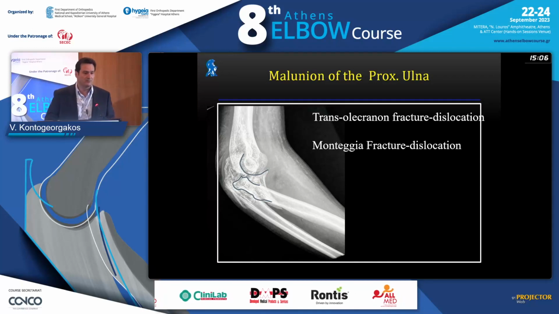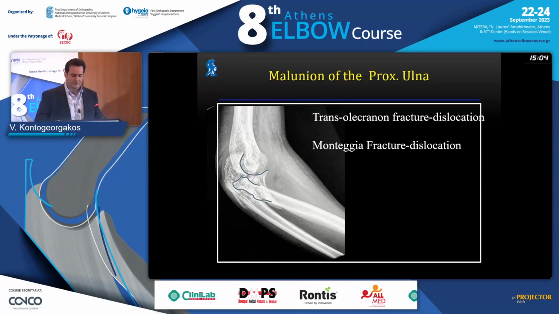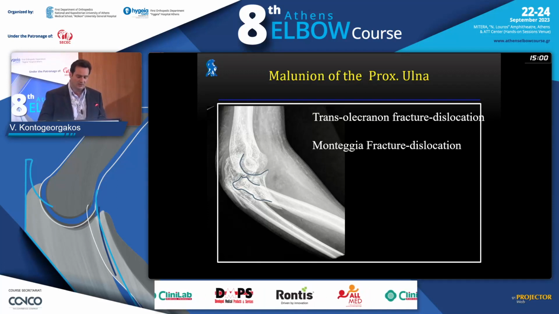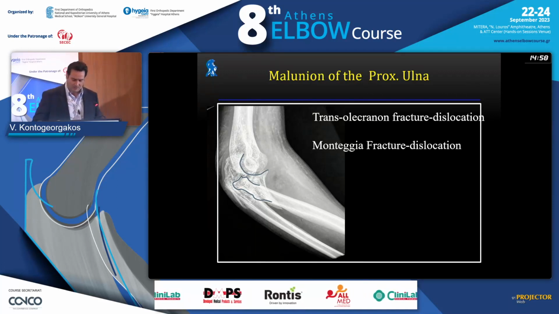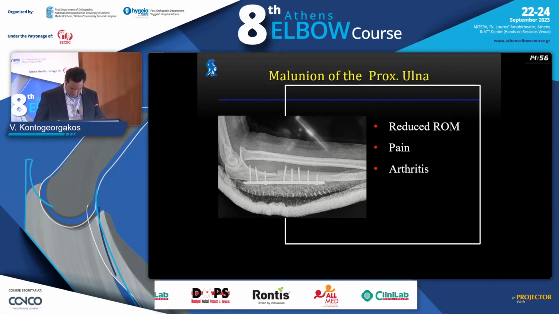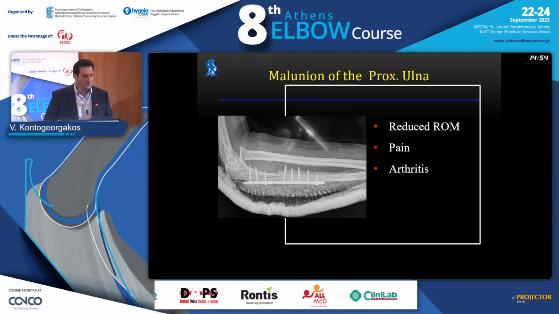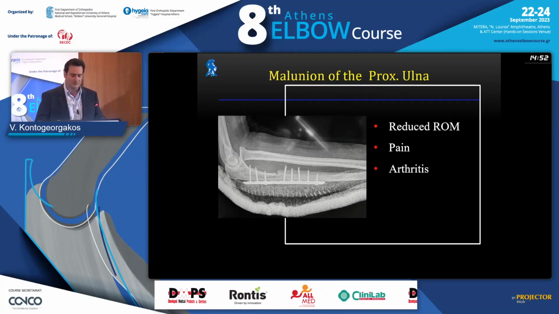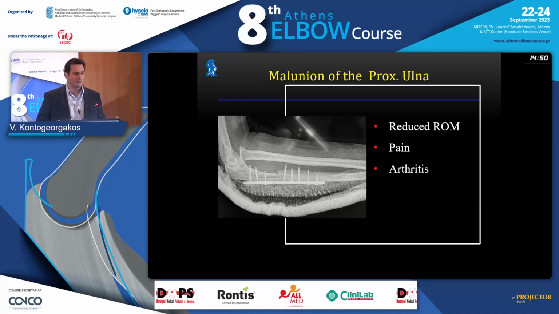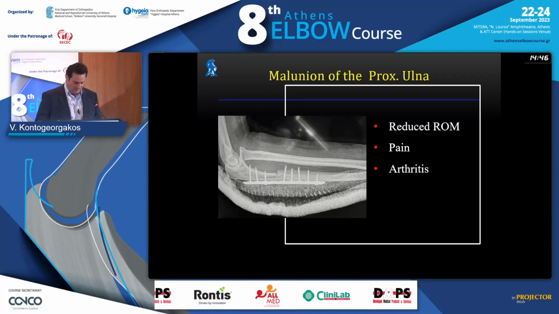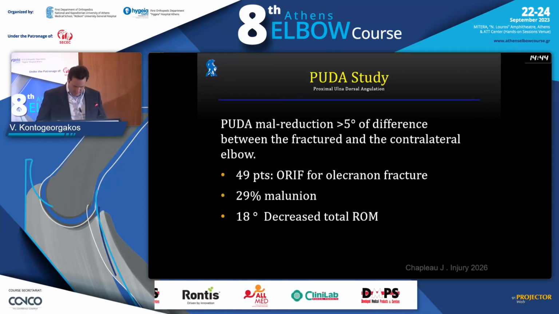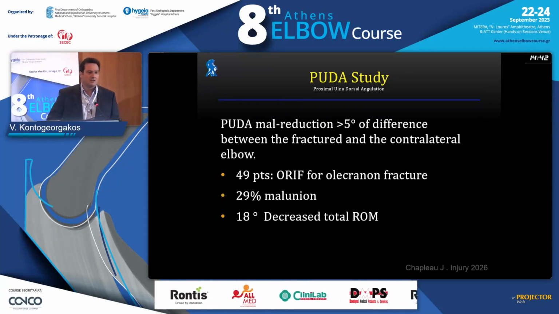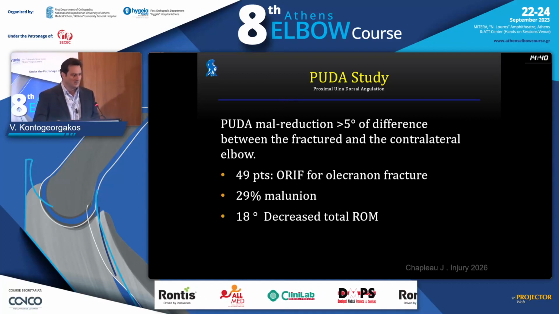Regarding the malunion of the proximal ulna, usually this is a result of the transolecranon fracture dislocation or anterior Monteggia, anterior posterior Monteggia fracture dislocation. And the problem of the non-union or the malunion of the proximal ulna usually is reduced range of motion, flexion, extension, and rotation of the forearm, pain, and eventually arthritis. If we see in the literature, there are not so many studies regarding the malunion of the proximal ulna.